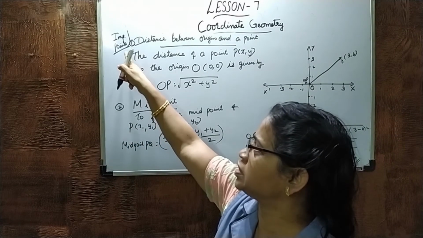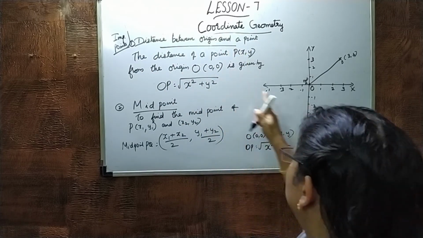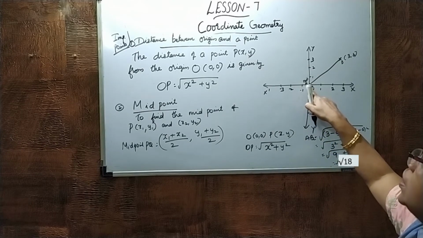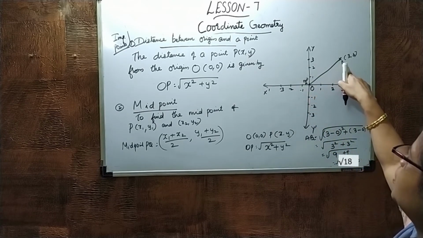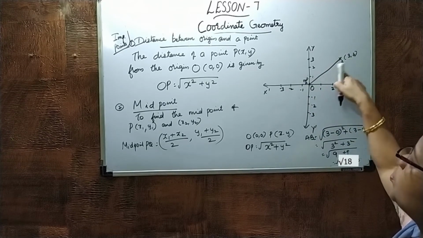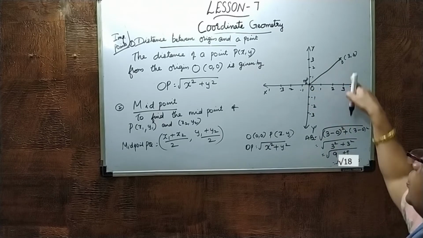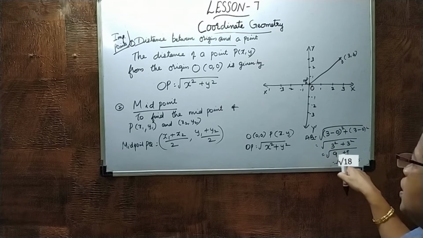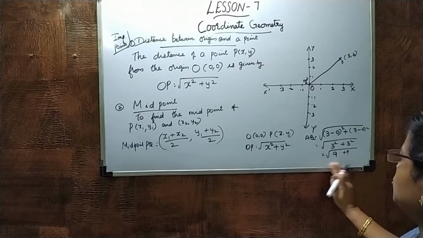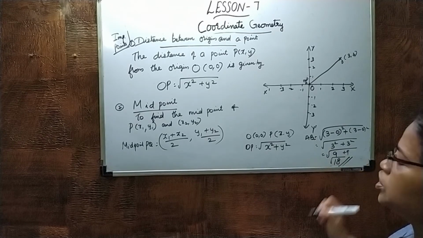First important point: distance between origin and a point. I told you and we found it here. The origin is 0, 0 and the point is given as 3, 3, right. So how will you find out the distance? x2 minus x1, where x1 is 0 here, that is why you get 3 square. Here also 3 square, right. So it will be root of 9 plus 9, it is root of 18 you will get, and it will be root 18 only.